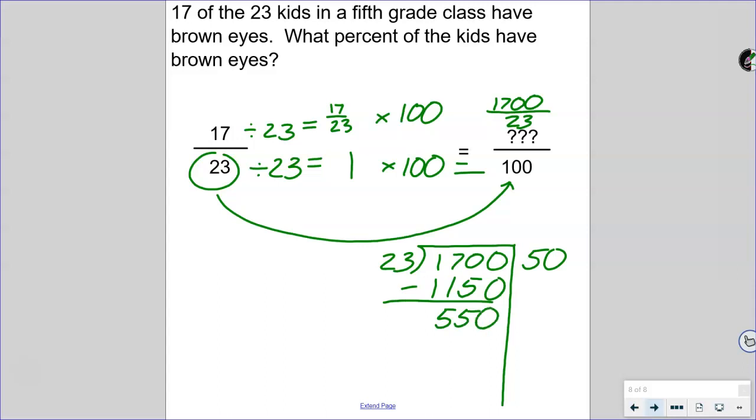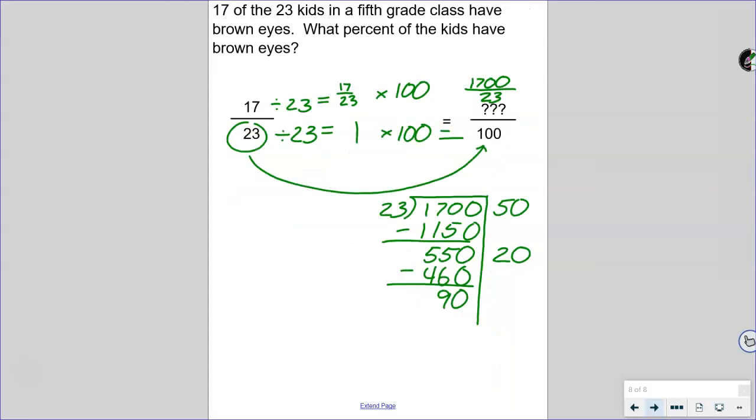So now in this situation, I know that 10 times 23 is 230, which means that 20 times 23 is going to be 460. So if I subtract that, that's going to leave me with 90. We're doing pretty good here. So now I've got 23. I can go ahead and do this 3 more times, because 3 times 23 is going to give me 69. And if I subtract that, that's going to leave me with 21, which is the remainder.